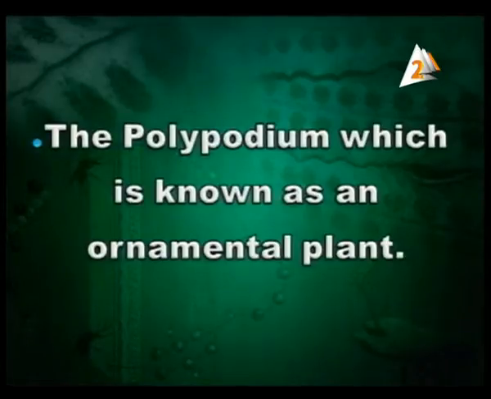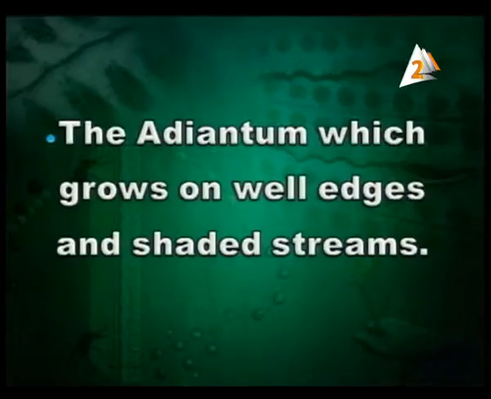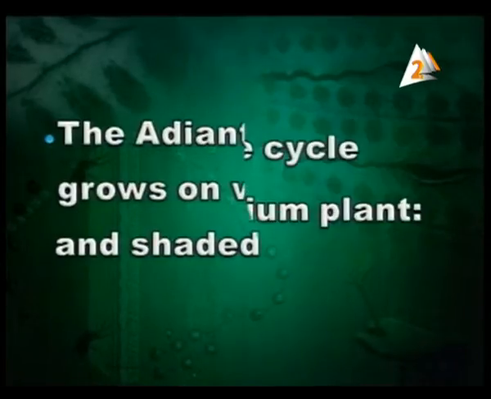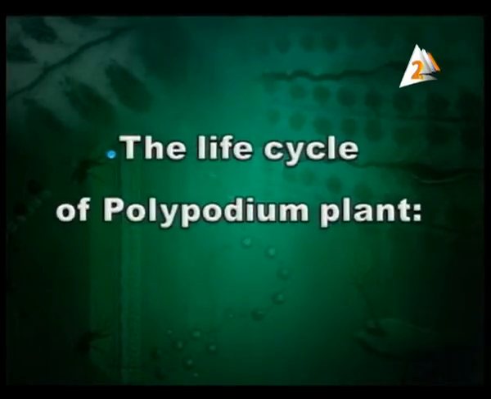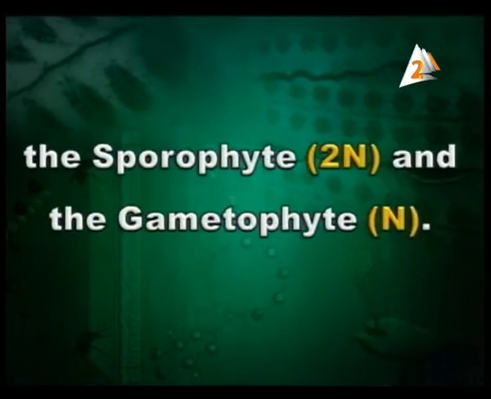Another type of fern is the adiantum, which grows on well edges and shaded streams. Then we are going to study the life cycle of polypodium plants. The life cycle of polypodium includes two main phases: the sporophyte, which is diploid, and the gametophyte, which is haploid.